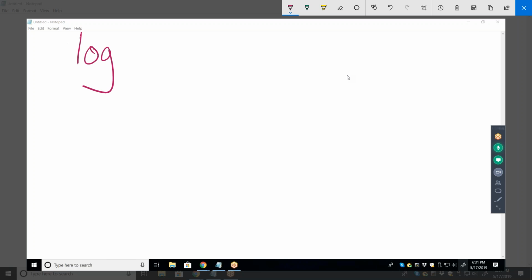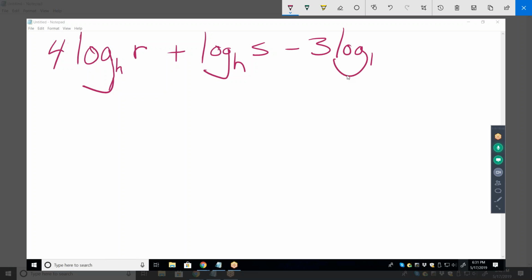Base. Log base 4. What's the argument? H is the base. What's the argument? Like that? T?